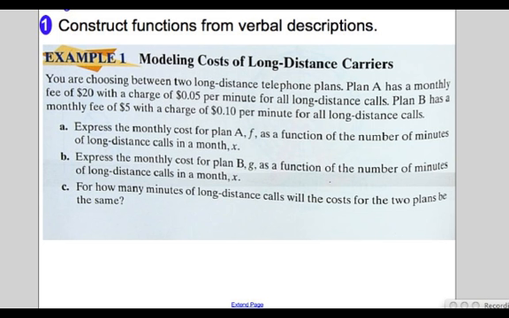So, we want to express the monthly cost for plan A, f of x, and it looks like for a function for plan A, we're going to have to pay 5 cents per minute, so 5 cents per x plus the $20 flat rate. Part B, we want to express the monthly cost for plan B as g of x. Now for B, it looks like we're paying a little bit more. We're paying 10 cents per minute, but only a $5 flat rate. Plus 5.